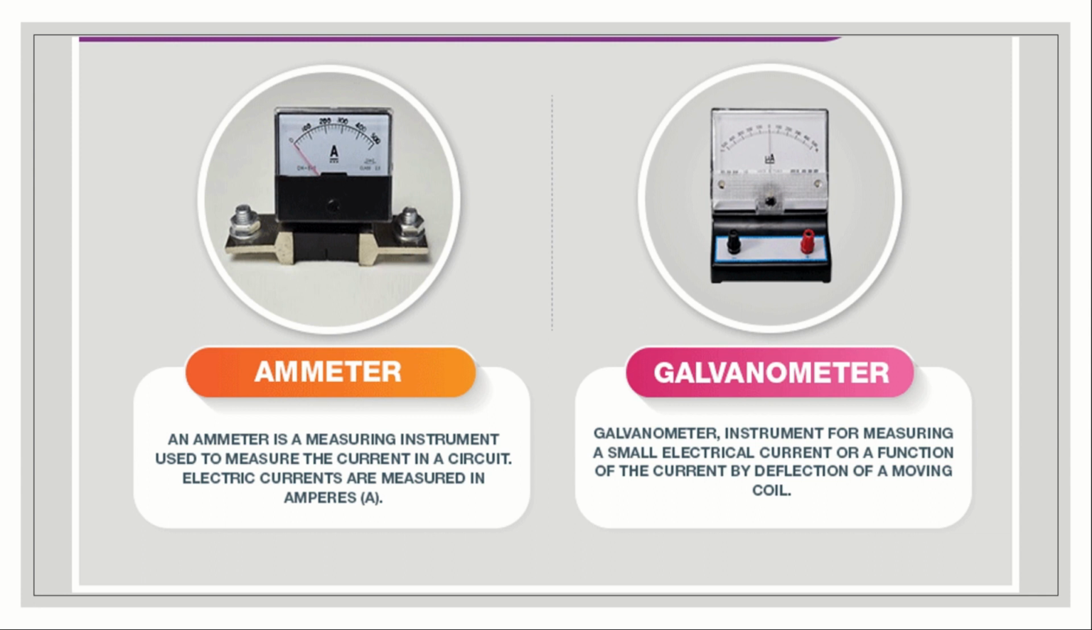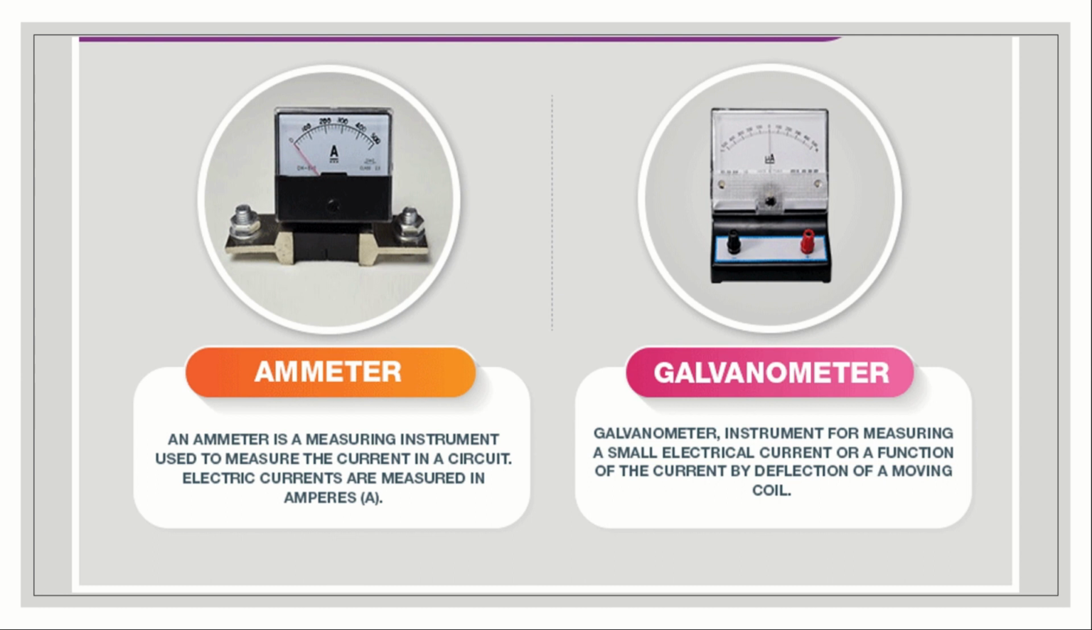Galvanometer is an instrument for measuring a small electric current or a function of the current by deflection of moving coil. So this is the basic difference of ammeter and galvanometer. So here mainly we have to know what is a galvanometer. A galvanometer is an instrument that can detect the presence of current in the circuit. The pointer remains at 0, the center of the scale, for 0 current flowing through it. It can deflect either to the left or right of the 0 mark depending on the direction of the current.